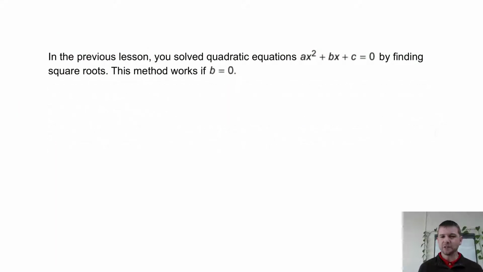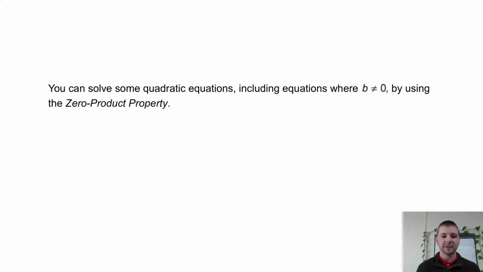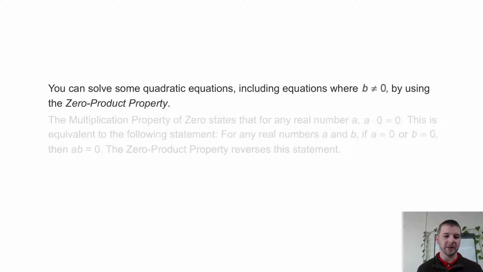In the previous lesson, you solved quadratic equations, ax squared plus bx plus c equals 0, by finding square roots. This method works if b equals 0. You can solve some quadratic equations, including equations where b does not equal 0, by using the zero product property.